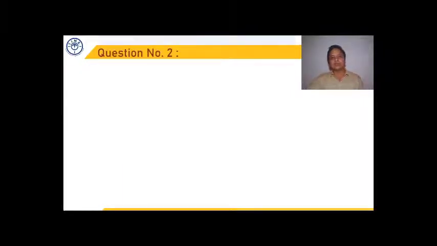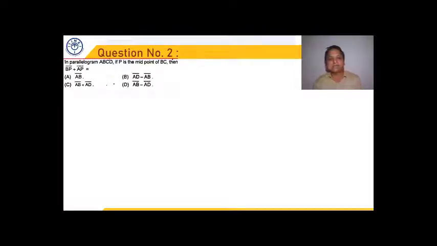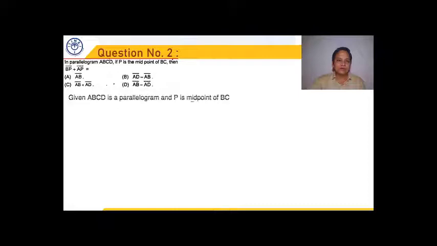Now question number 2 of the handout. It says in parallelogram ABCD, if P is the midpoint of BC, then BP plus AP is equal to, and 4 choices are given to us. So first of all, we say given ABCD is a parallelogram and P is the midpoint of BC. So midpoint of BC, that means BP is equal to BC by 2. It's a midpoint, P is the midpoint. And we have to find the value of BP plus AP.